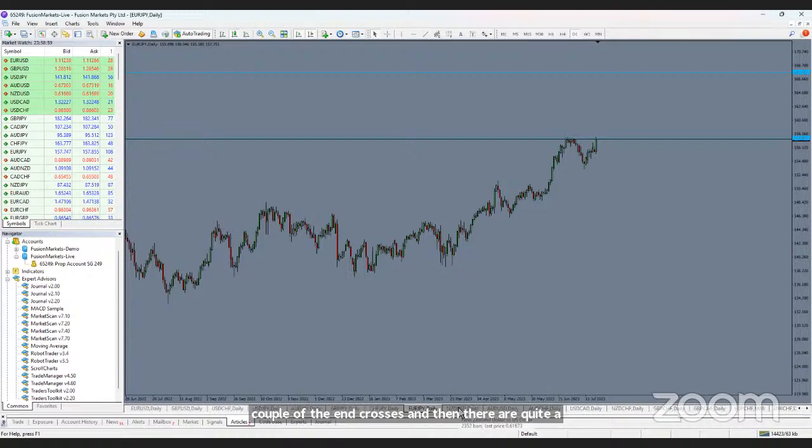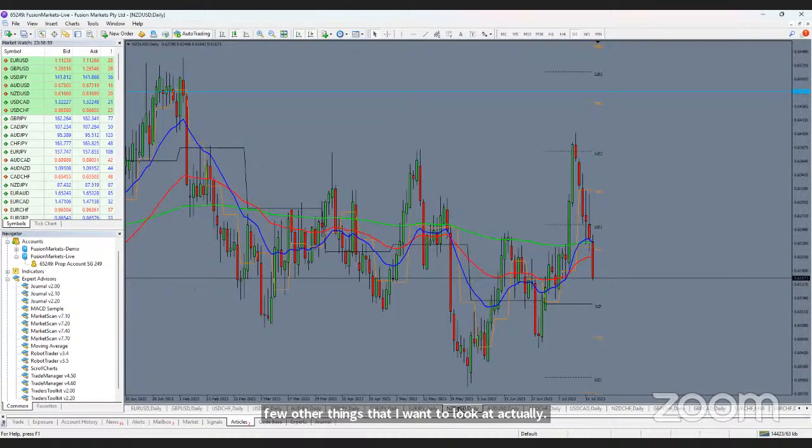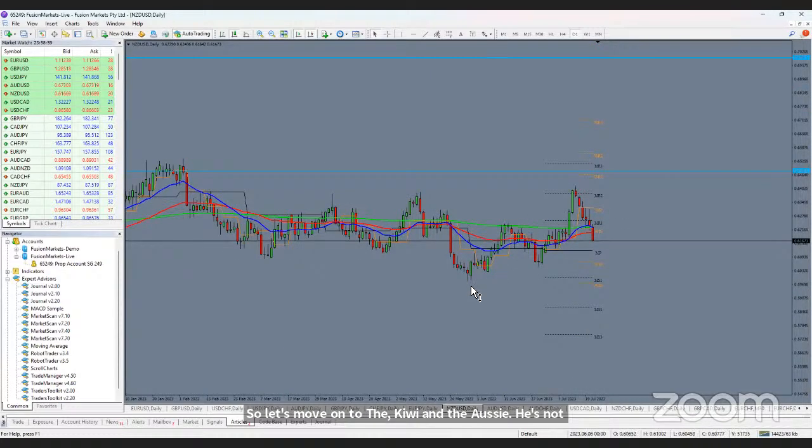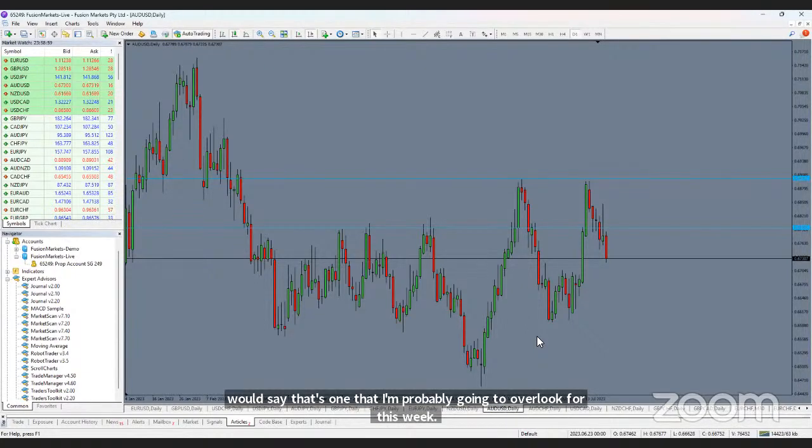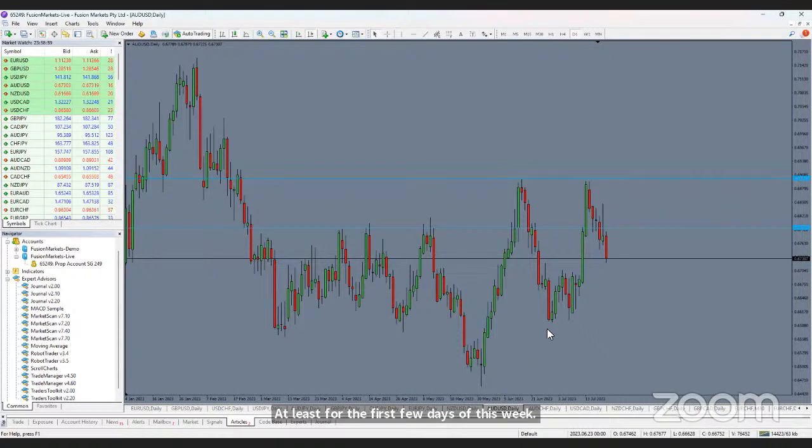So let's move on to the Kiwi and the Aussie. Kiwi is not trending that nicely at the moment. We do see higher lows and higher highs, but this is now a very deep retracement, and I'm actually more bearish on this. There's no trend to speak of. On the lower time frames, I'm bearish, but I would say that's one that I'm probably going to overlook for at least the first few days of this week. See more what's happening with price. Aussie I'm fairly bearish because it's broken back below and then stayed below this horizontal level here.